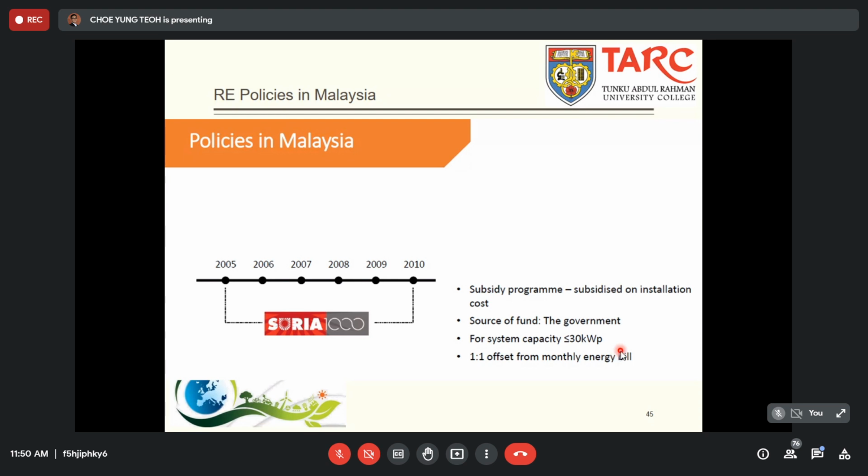It refers to the power capacity of your solar panel. You can see that some of them put kilowatt peak, some put kilowatt AC, alternating current. This refers to the output after passing through the panel and inverter, where it becomes AC. It depends on which stage you calculate the power output, but in most cases you calculate just in front of the solar panel, which is the capacity of the solar panel. And there is one-to-one offset from the monthly energy bill. They subsidize the installation cost, and once you generate electricity from this power plant or solar farm, you can sell back to TNB, which is one-to-one offset. Sounds good, but not attractive because solar panels were too expensive.